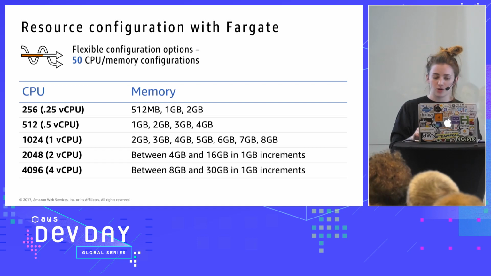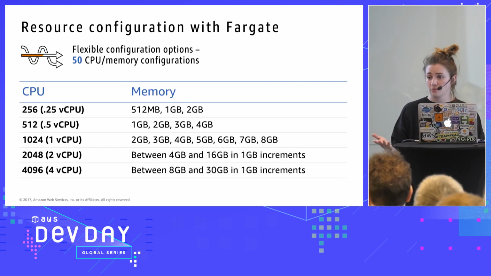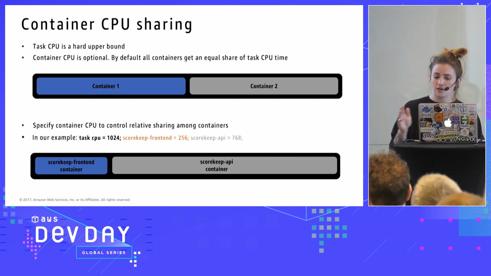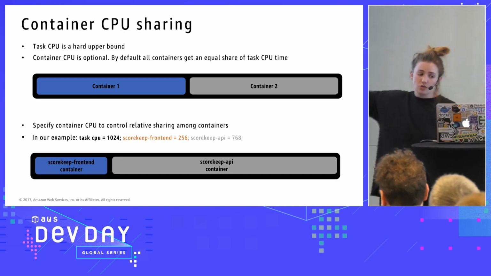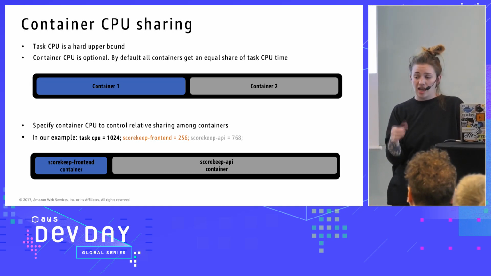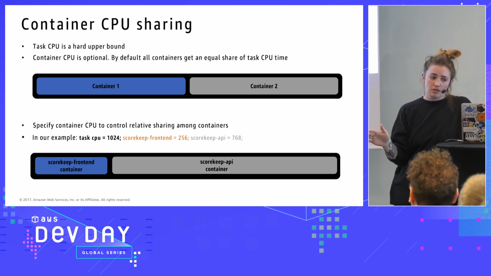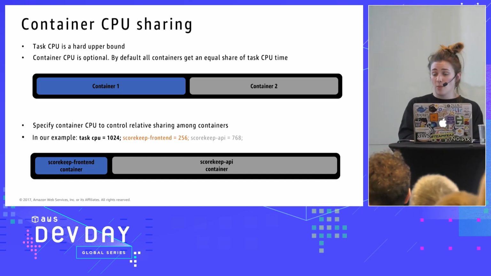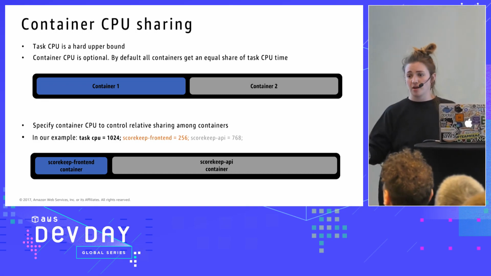And I'll show you in the console. We set our task definition and then we give it some limits also. There are hard and soft limits here. Task CPU is hard, so I don't have to give it a container value, but I am required to give it a task value. If I don't do anything, all containers will get an equal share. However, if I have one that doesn't need a lot of resources, or one that needs extra resources, I can change that myself.